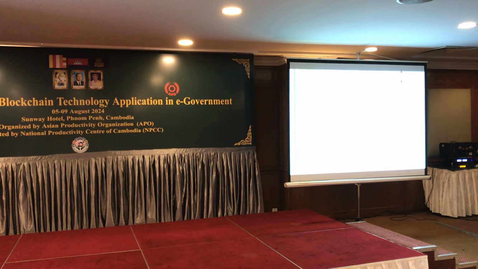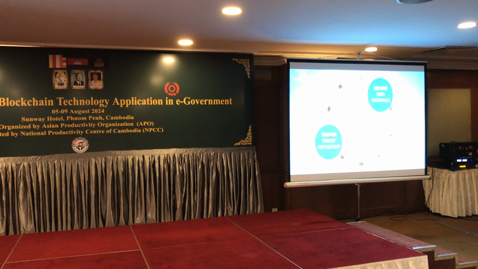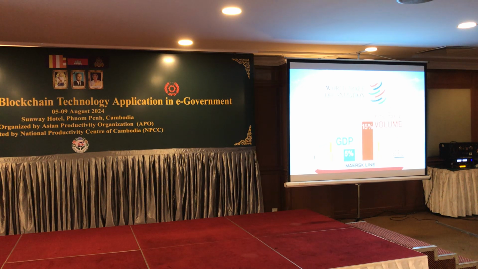Flowers are perishable, so it's crucial that there are no delays or missteps. Blockchain provides secure data exchange and a tamper-proof repository for these documents and shipping events. This system could significantly reduce delays and fraud, saving billions of dollars annually. And according to the WTO, reducing barriers within the international supply chain could increase worldwide GDP by almost 5% and total trade volume by 15%.